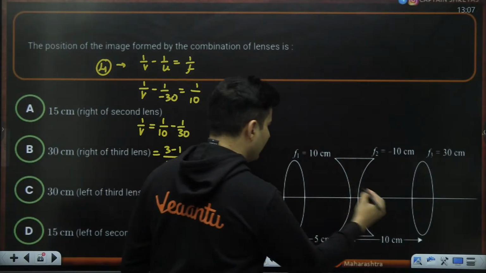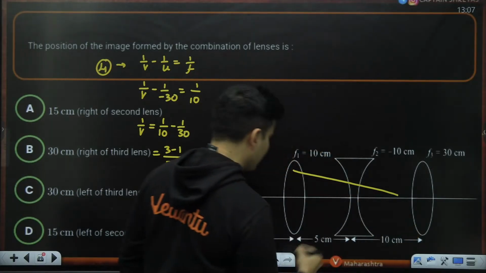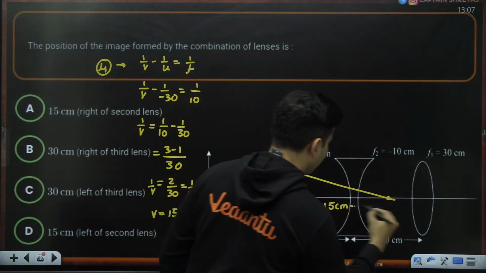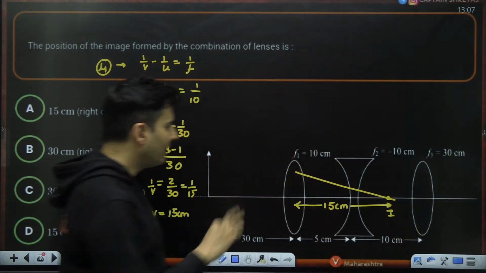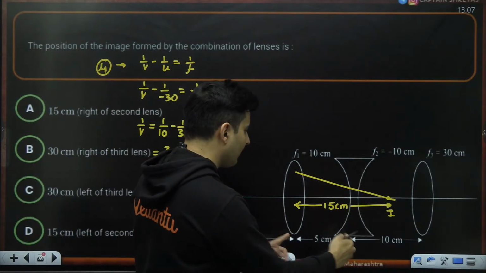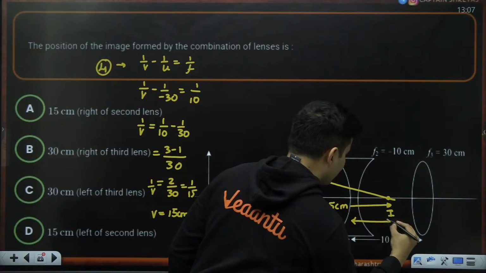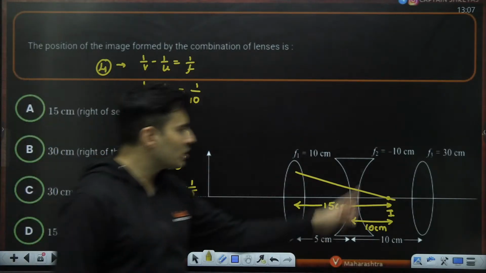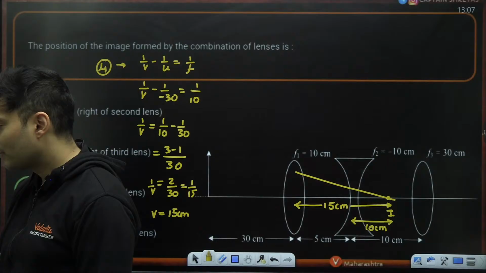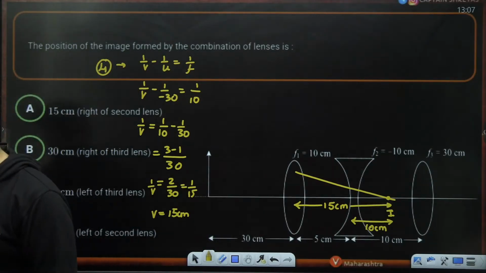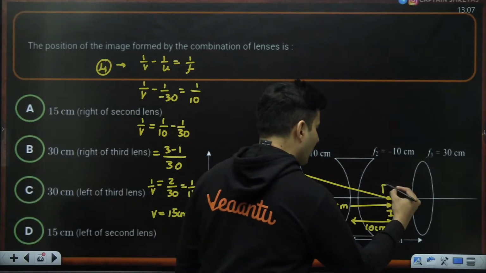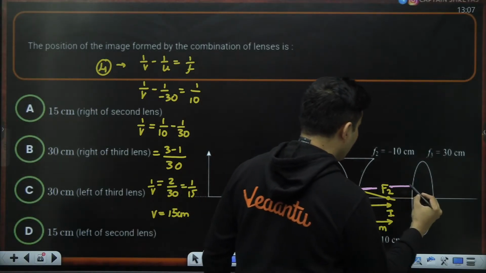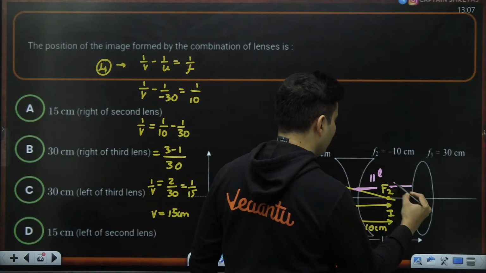So the ray will finally try to meet somewhere over here. I'm just drawing it. This distance is 15 centimeters where the image is formed. Now this is very interesting. If this is 15 centimeters, this is 5, so obviously this much distance will be 10 centimeters, which is also the focal length of the second lens. That means this is the focal point of the second lens. So actually the ray will become parallel to the principal axis and the ray will go like this.